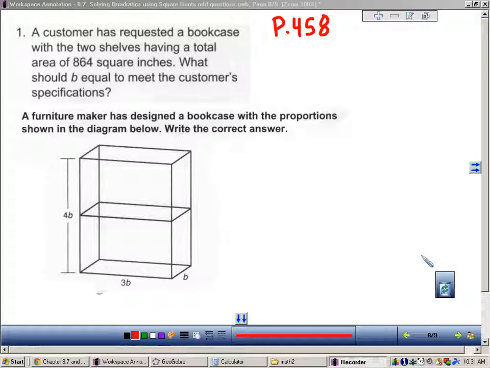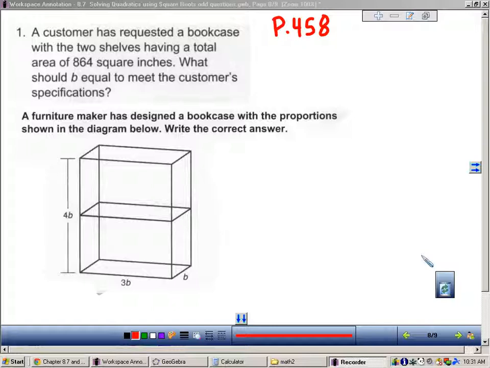We're moving and cruising. More questions on 8.7, solving quadratics using square roots. I'm on page 458, question 1. A customer has requested a bookcase with the two shelves having a total area of 864 square inches. What should B equal to meet the customer's specifications?